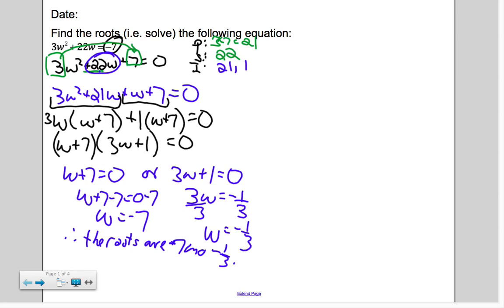Okay, so we can try to complete the square. I'll do that on a new page.